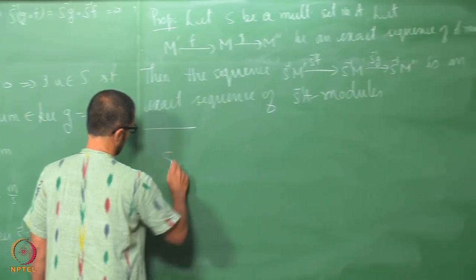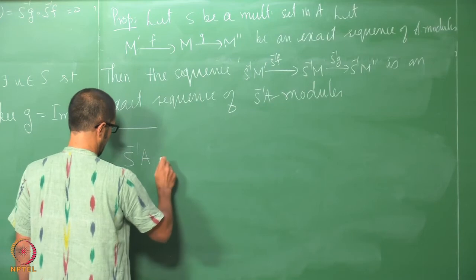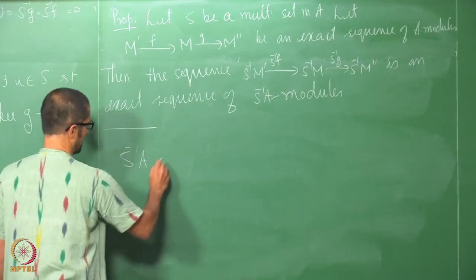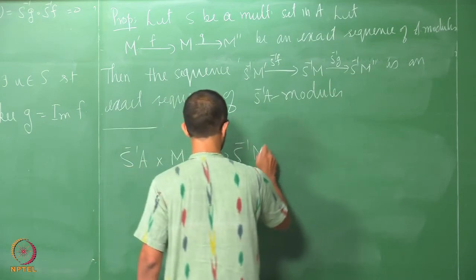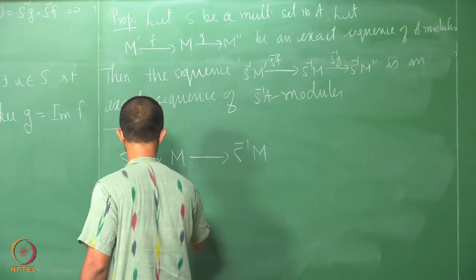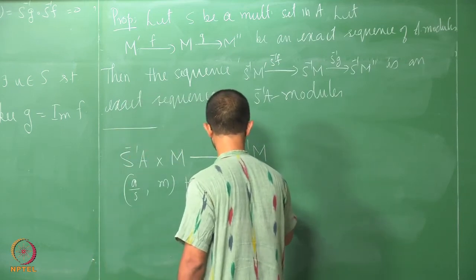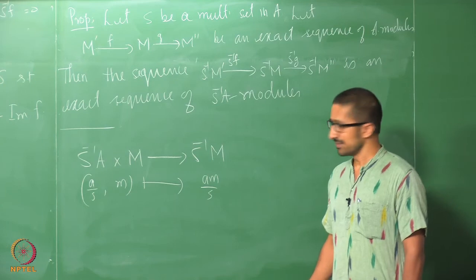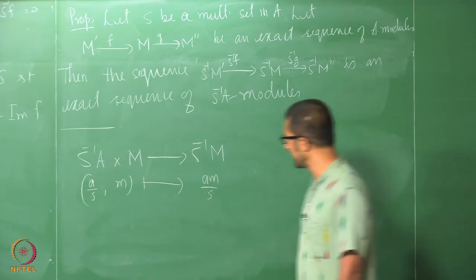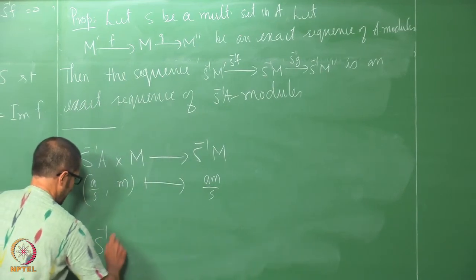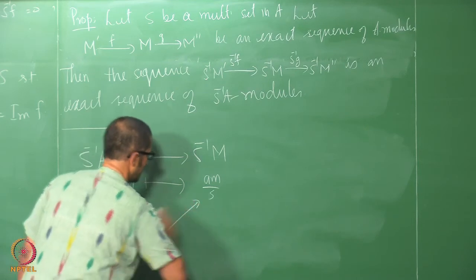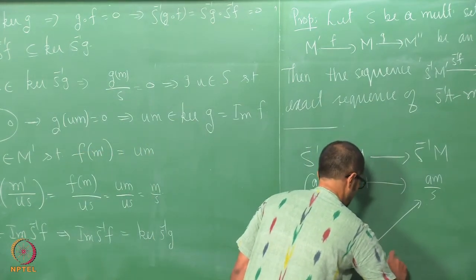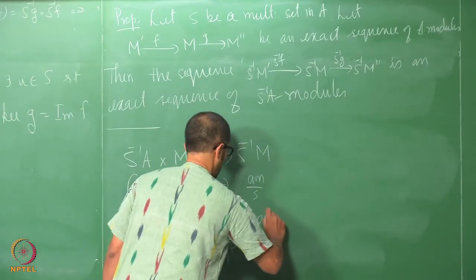So I have this A module, I have S inverse. There is a natural map S inverse A cross M to S inverse M, right? A by S comma M is mapped to AM by S, okay? And by the universal property of tensor products, this extends to a map from S inverse A tensor M to S inverse M. So A by S tensor M is mapped to AM by S.